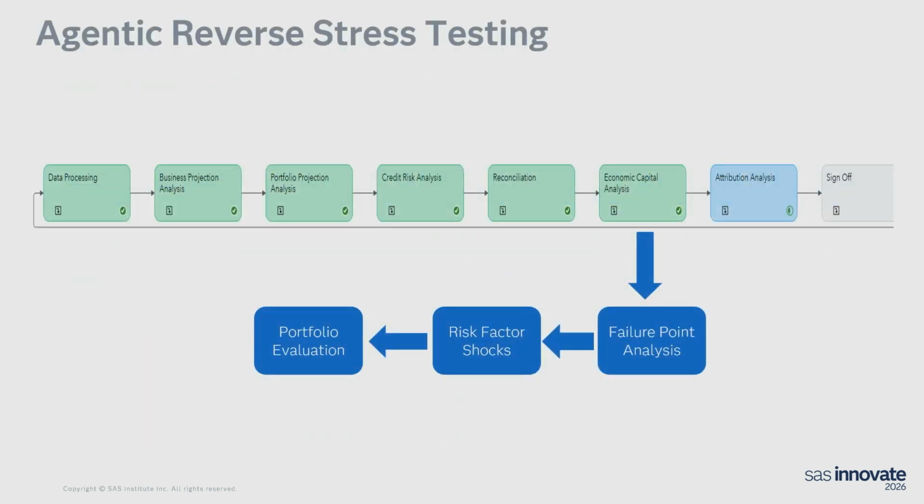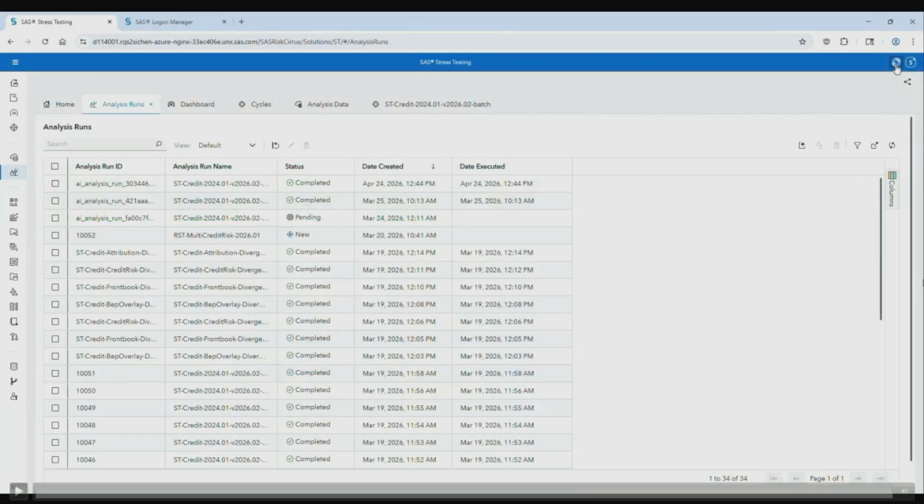So this is a typical cycle where we have the different steps in the stress testing process. We're going to leverage the process we have and extend it to do a failure point analysis. Also, we identify the shocks, and we'll be evaluating the portfolio for these shocks. So let me show how we can do this.